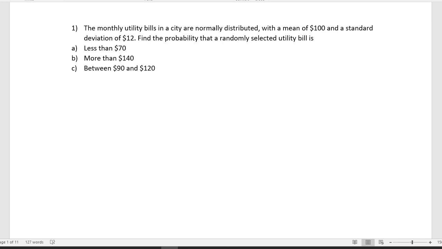So for this first example, we have the monthly utility bills in a city are normally distributed with a mean of $100 and a standard deviation of $12. Find the probability that a randomly selected utility bill is, and then we have A, B, and C here: less than $70, more than $140, and between 90 and 120.